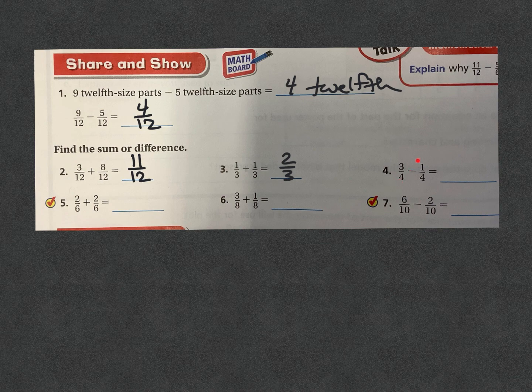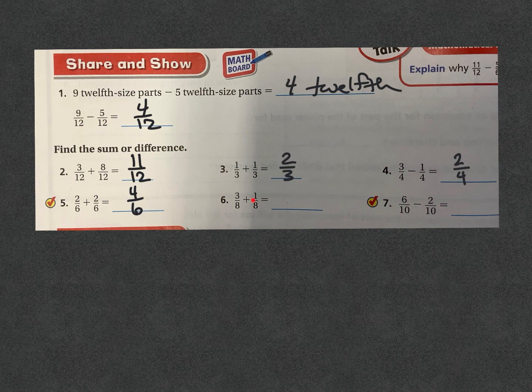3/4 minus 1/4, it's already cut into 4 equal size pieces. 3 minus 1 is 2. The answer is 2/4. 2/6 plus 2/6 were cut into 6 equal sized parts, so we're going to end up with 6. 2/6 plus 2/6, 2 plus 2 is 4/6.